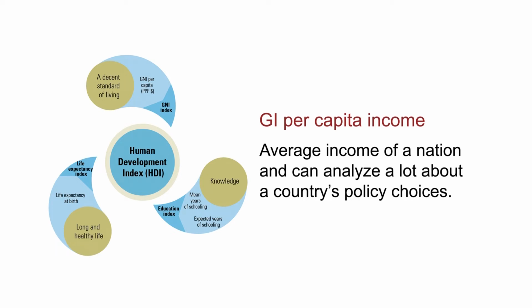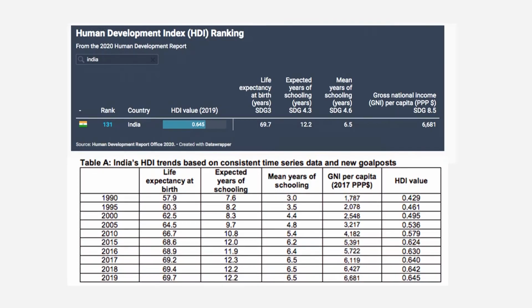GNI per capita income reflects the average income of a nation and can reveal a lot about a country's policy choices. This aims at developing people's abilities and giving them a chance to use them, creating the awareness of the right conditions for human development, such as environmental sustainability or equality between men and women, achievements in reproductive health, empowerment and economic activity. India is progressing continuously in terms of its HDI value.